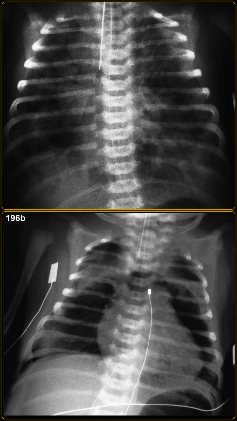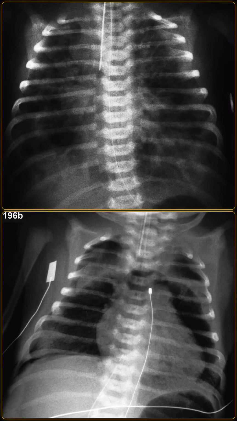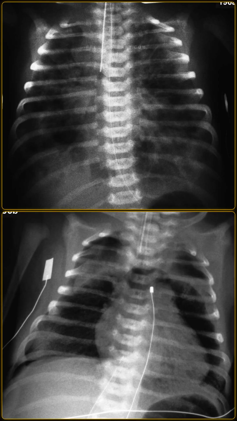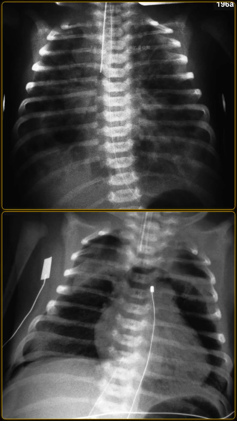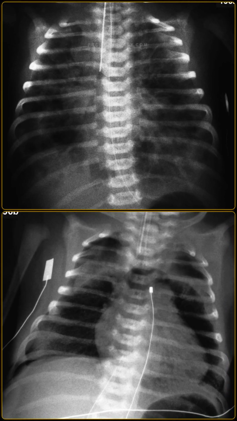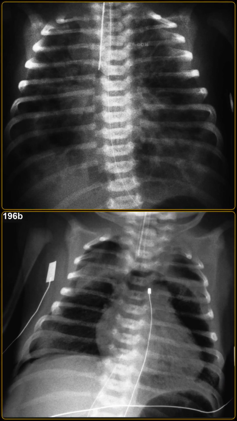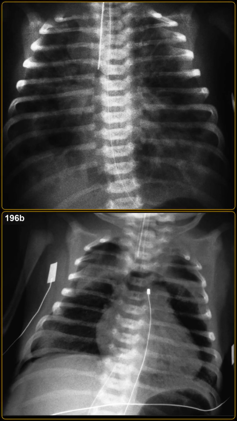In contrast, hyaline membrane disease typically occurs in premature infants, showing small lung volumes with a uniform, fine reticulogranular pattern and peripheral air bronchograms. Transient tachypnea of the newborn affects term infants, often post-cesarean, and presents with normal to hyperinflated lung volumes, prominent interstitial lung fluid, pleural fluid, and rapid resolution within 48 hours.